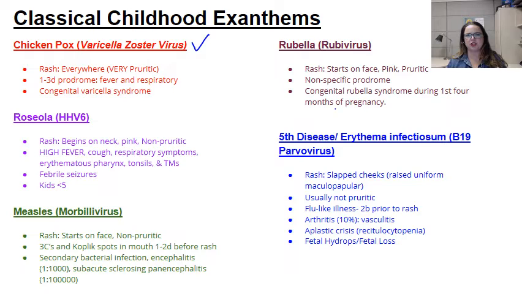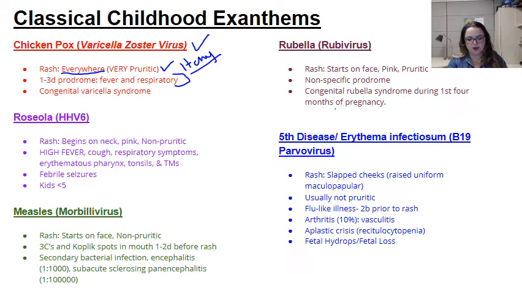It's not so much that children get very ill with it, because most children do not get very ill with it, but it is very uncomfortable. You wind up getting this rash that pops up in crops everywhere. It begins with a 1 to 3 day non-specific viral prodrome, fever, respiratory symptoms, etc. You get this very pruritic, very itchy rash, which can scar and cause all sorts of other mild cosmetic issues.